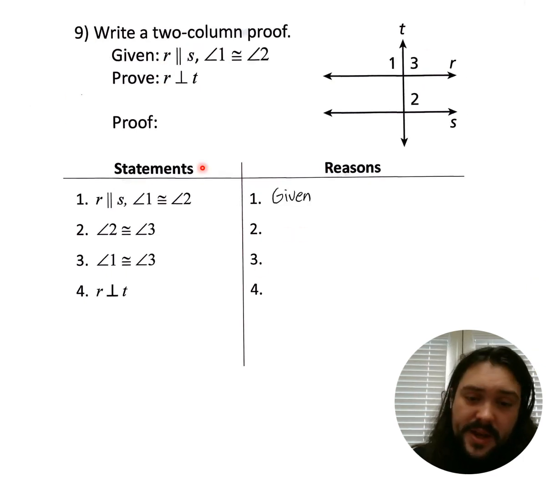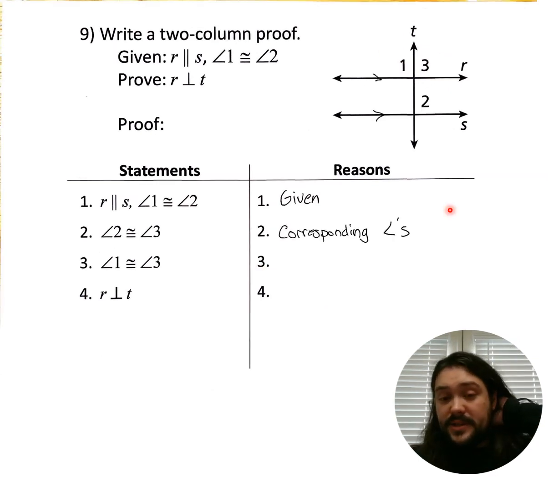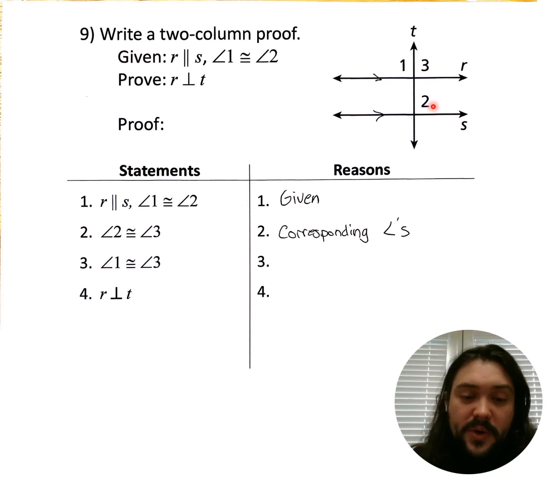Okay, done. Reason: given. Now we know that angle 2 is congruent to angle 3. How? We know these are parallel lines cut by a transversal, so that's the corresponding angles theorem. Those are corresponding angles. So angle 3 and angle 2 are corresponding, so they are congruent. We know that angle 1 is congruent to angle 3.